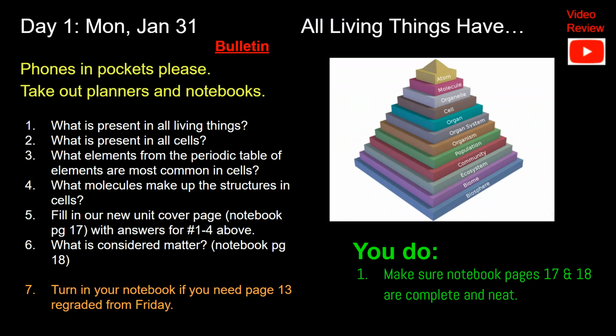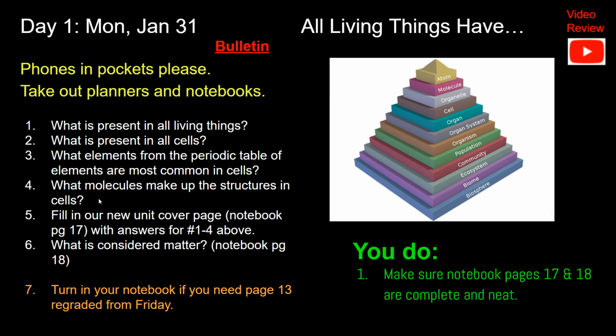Today is the first day of Unit 2. We started with writing in our planners, and then I started asking students a whole slew of questions. I wrote down our collective ideas on the whiteboard, and then after we completed the questioning, the what is present in all living things, what is present in a cell, what elements from the periodic table are most common in cells, and what molecules make up the structures in the cells, then we built our unit cover page with this information on it in our notebooks on page 17.